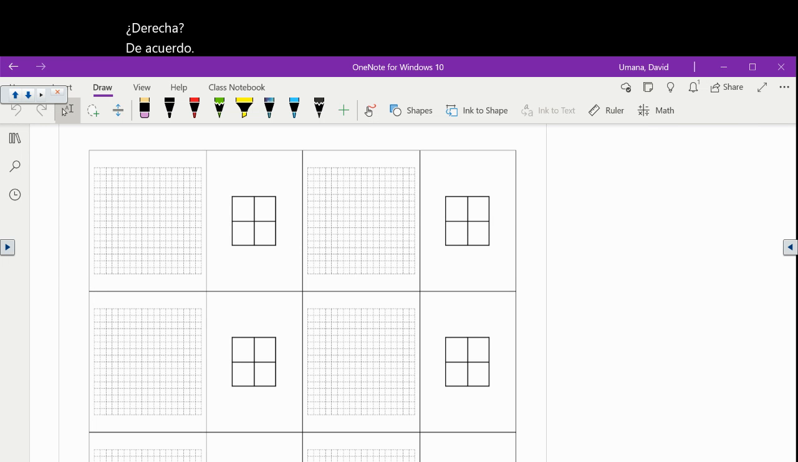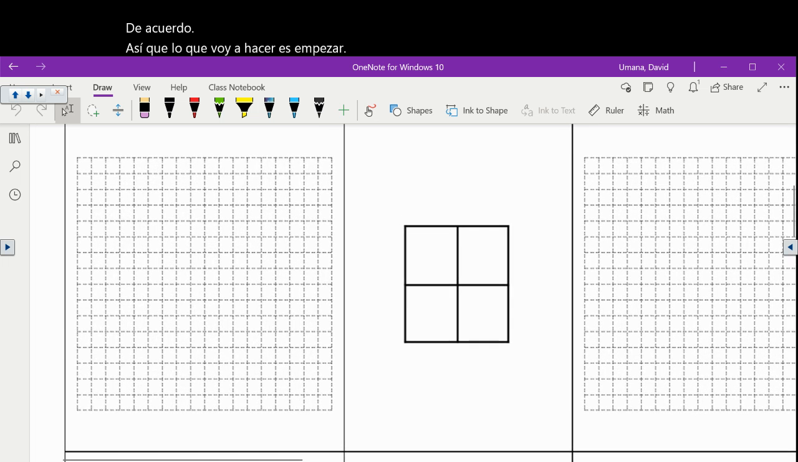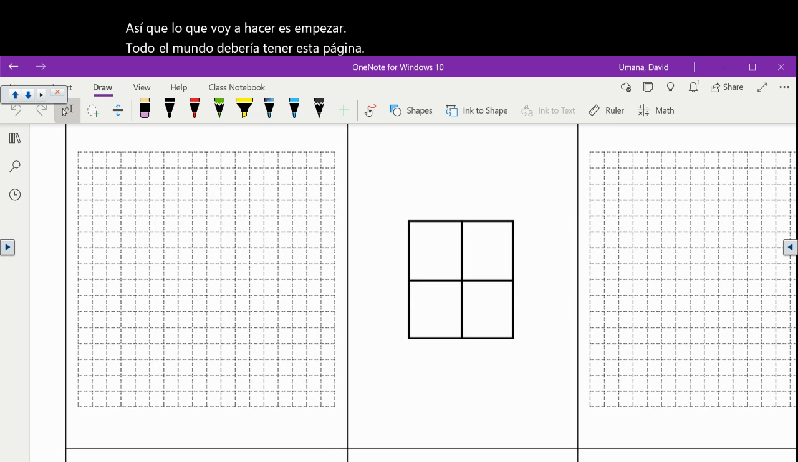So what I'm going to do is start with, everybody should have this page. And that page is only one-sided because these are notes. Okay? So everybody who has that page with them, this is what you're looking at. All right? So begin like this.